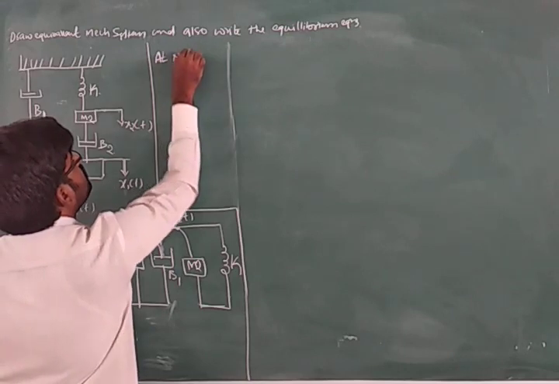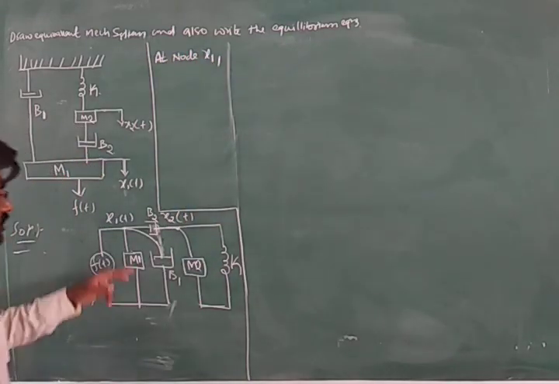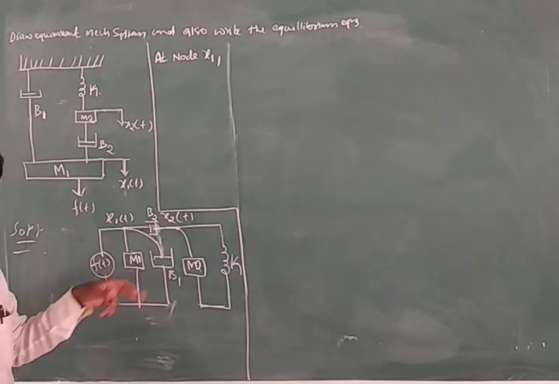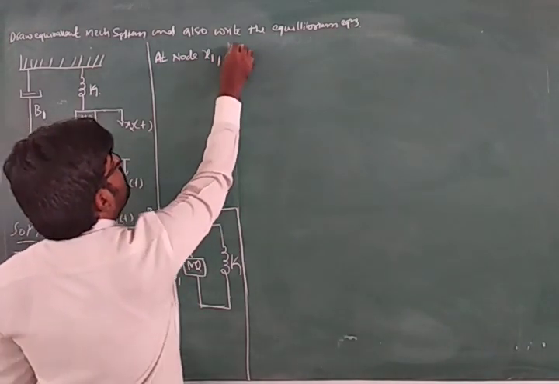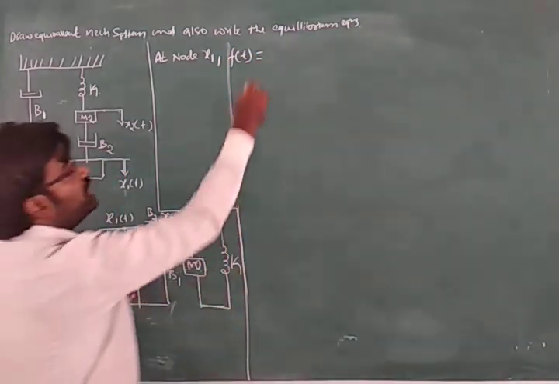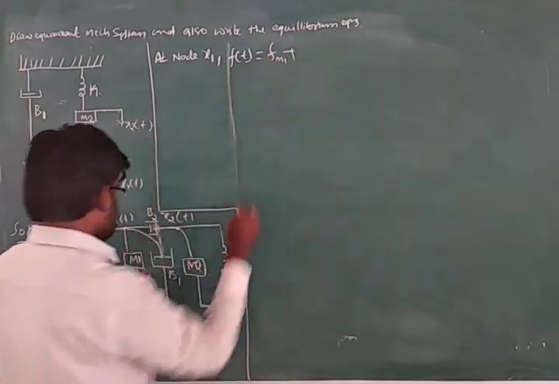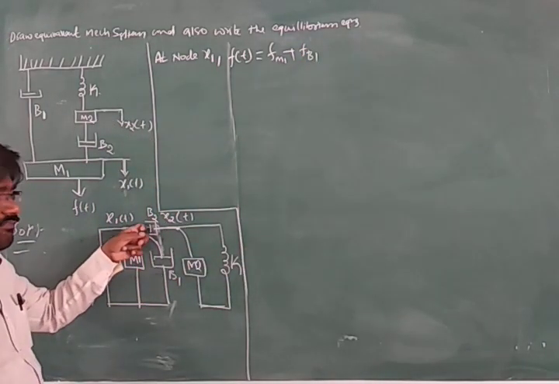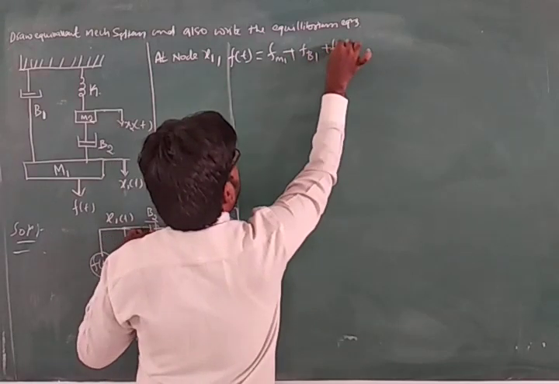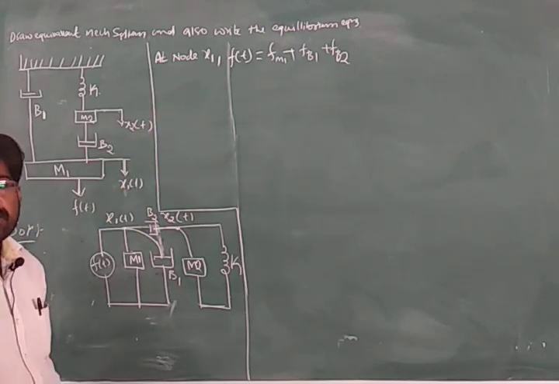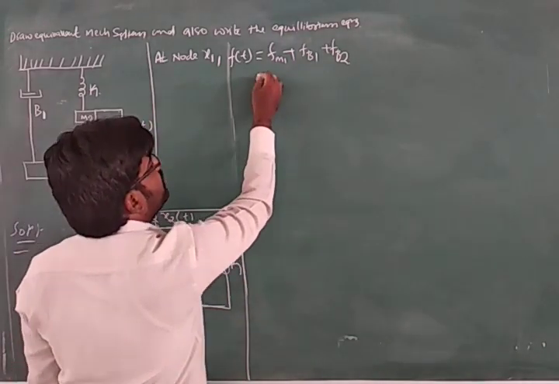At node x1, is a sum of applied force there? Yes, f of t is there. So applied force is present. So the sum of the applied forces is equal to the sum of the opposing forces. So at node x1, f of t is equal to f m1 plus f b1, then plus f b2. Okay, that's it. Only these three forces are acting on displacement x1.